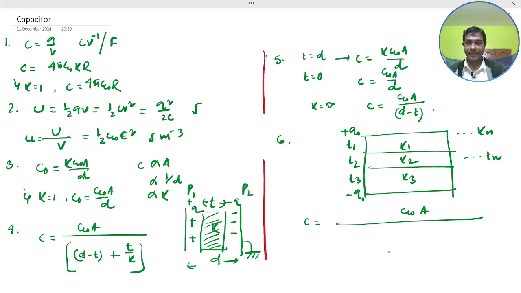So for this case, D minus T1 plus ... plus T1 by K1 plus ... Tn by Kn. This is ... plus Tn.